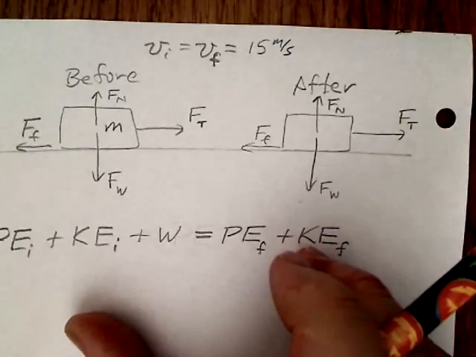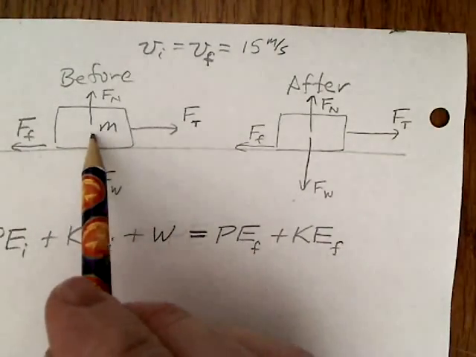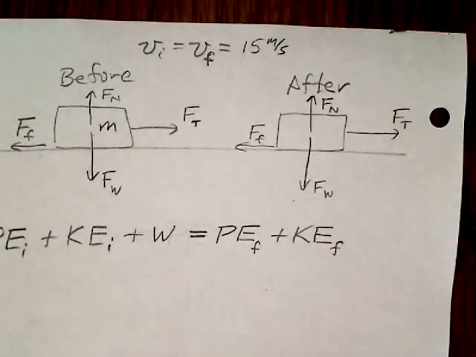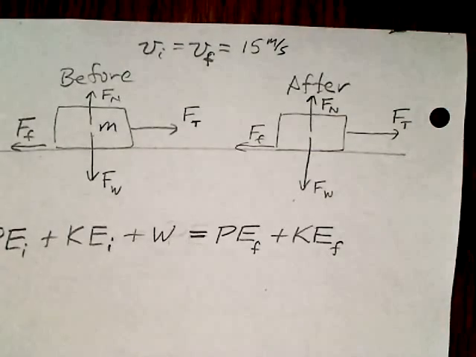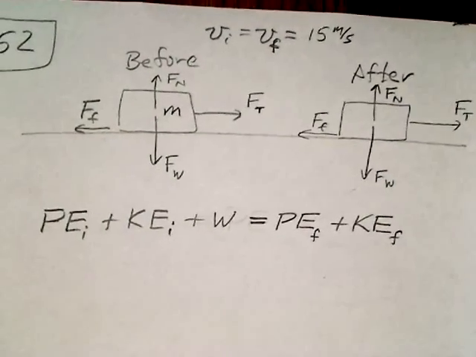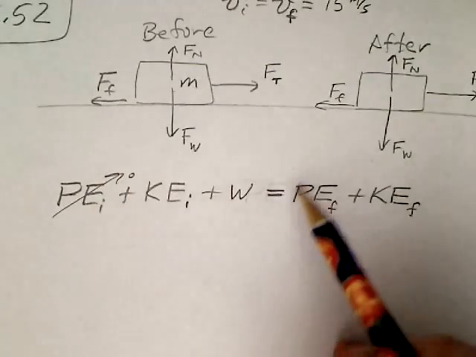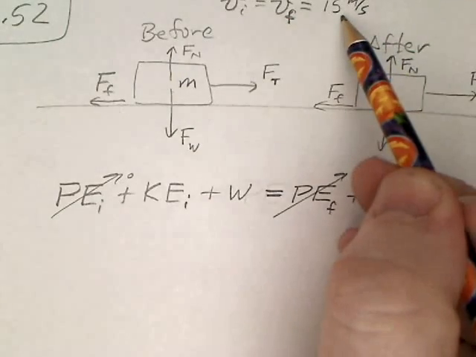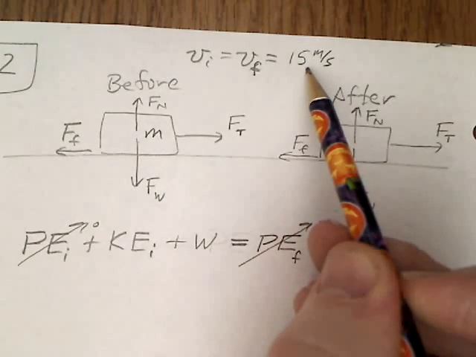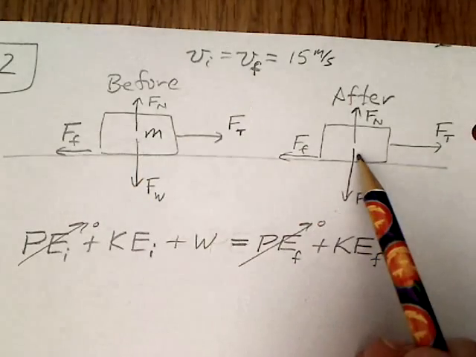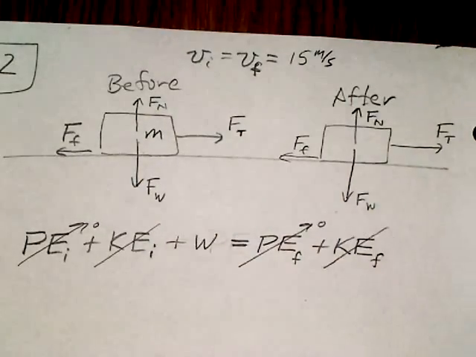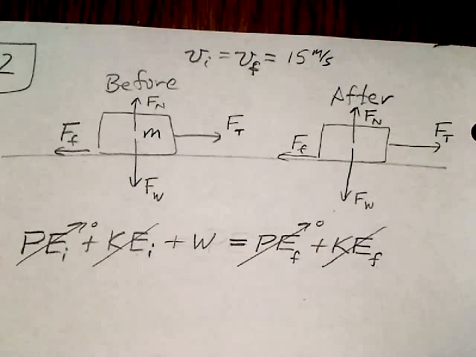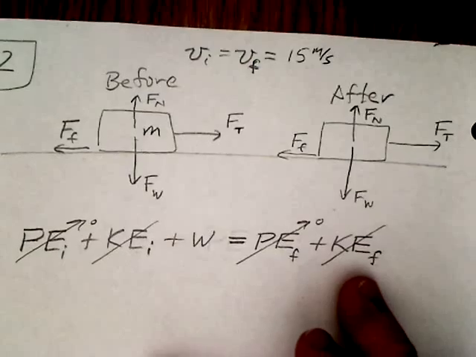The block is being moved at a constant speed, so the initial speed and the final speed are both 15 meters per second. Since the block is on the ground in both cases, that makes the potential energy initially and finally equal to 0. Because they have the same velocity in the initial position and in the final position, the kinetic energy terms cancel out. So they're not 0, but since their velocity and masses are the same, these two terms cancel out.